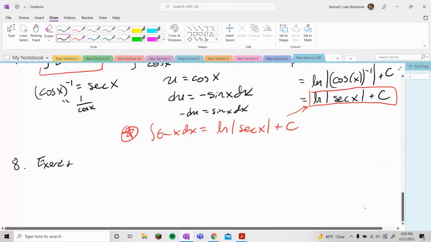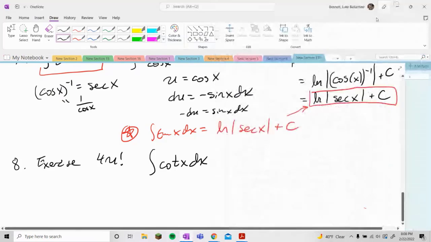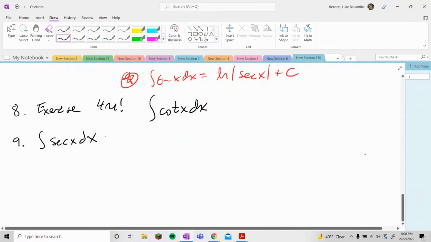So this is what, 8? Exercise for you. Yeah, that's right. Cotangent x dx. Try this one. Try it for yourself. Similar method. Okay, now we get into the magic. This is truly magic. I would have never been able to think of this in a million years. This is where I said the magic one.